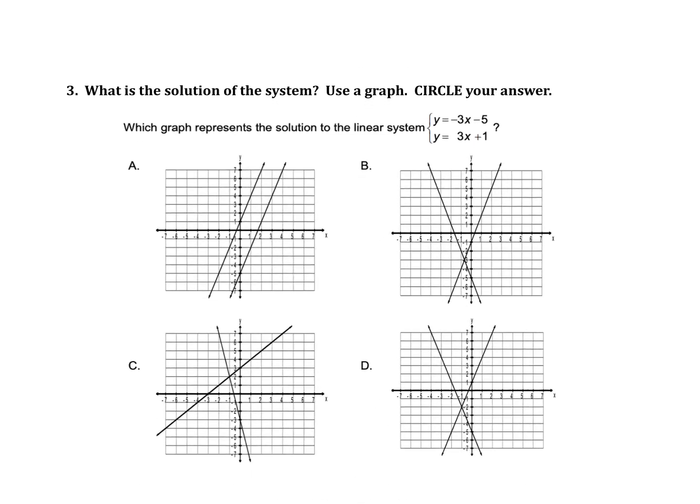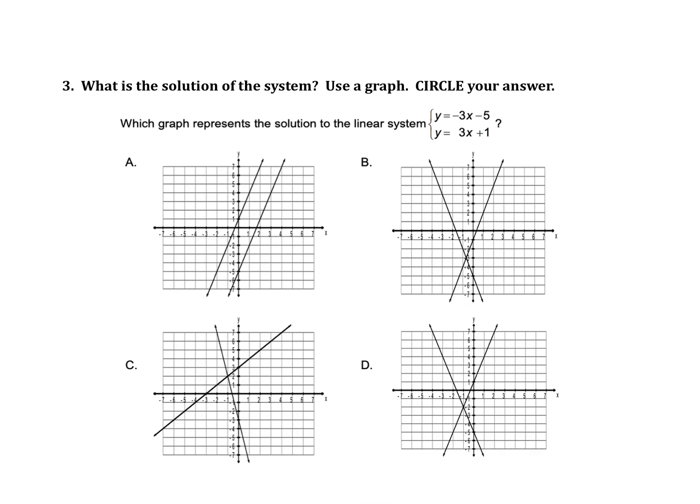Okay, looking at number 3, what is the solution to this system? Use a graph, circle your answer. So we're given two equations here. The first one is y equals negative 3x minus 5. So we're going to start at negative 5 for that y-intercept.